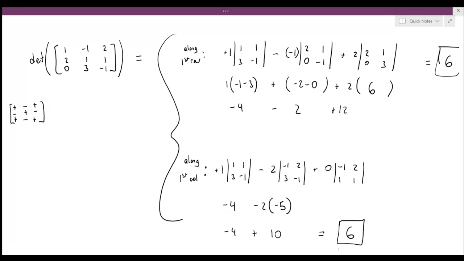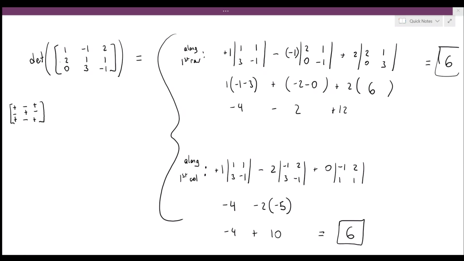So one thing that you notice from this example is that if you choose a row or a column with a lot of zeros in it, it's going to make your life easier because the zeros are just going to zero out one of the terms in the summation, which means that you'll have less computation to do. Okay? So it's always best to choose a row or a column with as many zeros as possible.